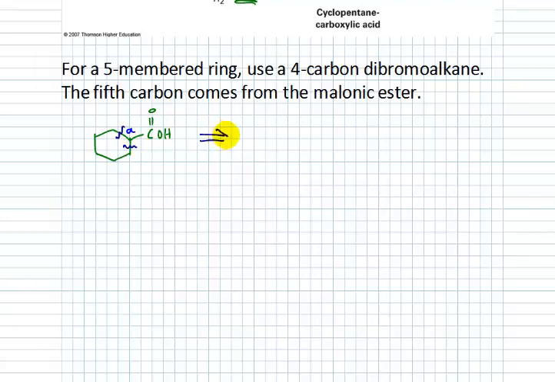So if I do this retrosynthetically, I'll have a 5-carbon, 1, 2, 3, 4, 5-carbon dibromoalkane plus the malonic ester. So here's our CO2Et, CH minus, CO2Et, right, that we get from deprotonating the malonic ester. So look what happens. The alpha carbon, let's label it, alpha carbon will displace one of the bromines. It doesn't matter which one.